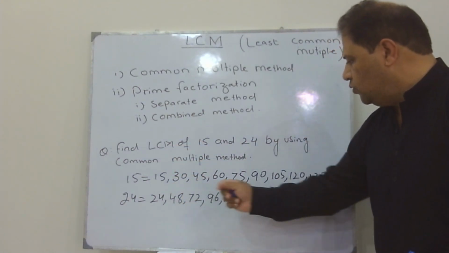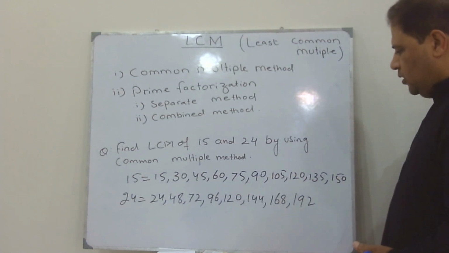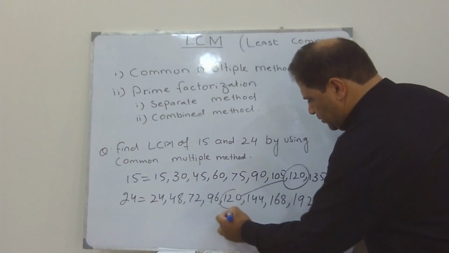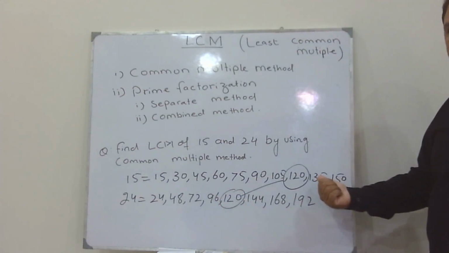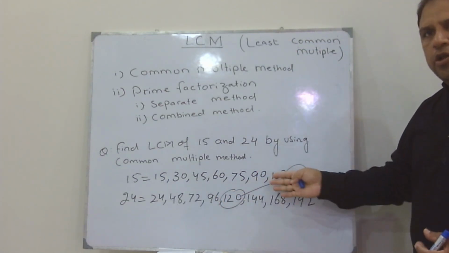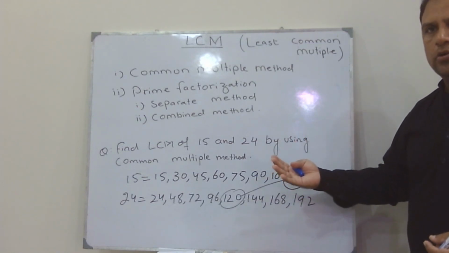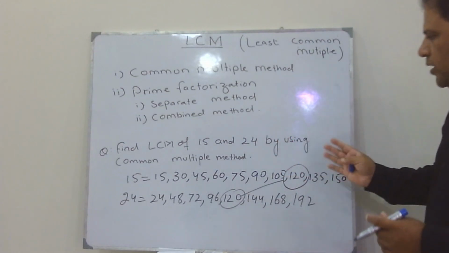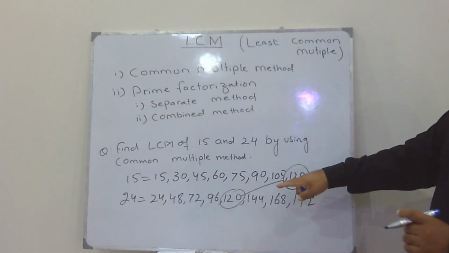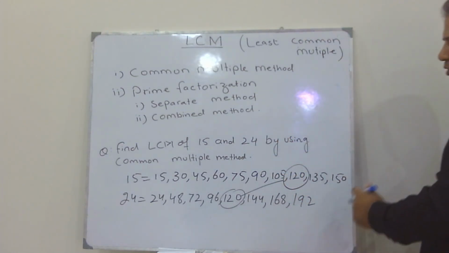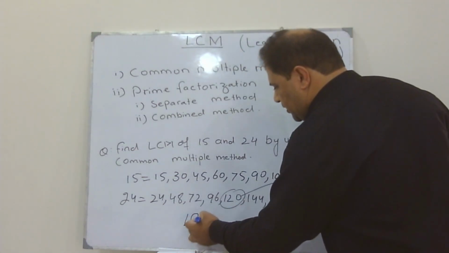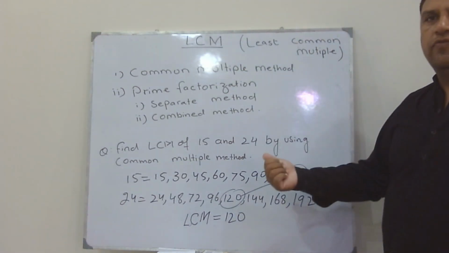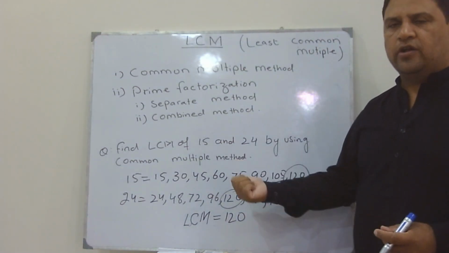Observing these, the first common multiple is 120. We are not finding any other number. If we continue with the table, we can find more common multiples, but as our requirement is the least common multiple, we need only one number, the first and least, that is 120. So our required answer, the LCM, is 120. This is our first method, the common multiple method, through which we can find the LCM.